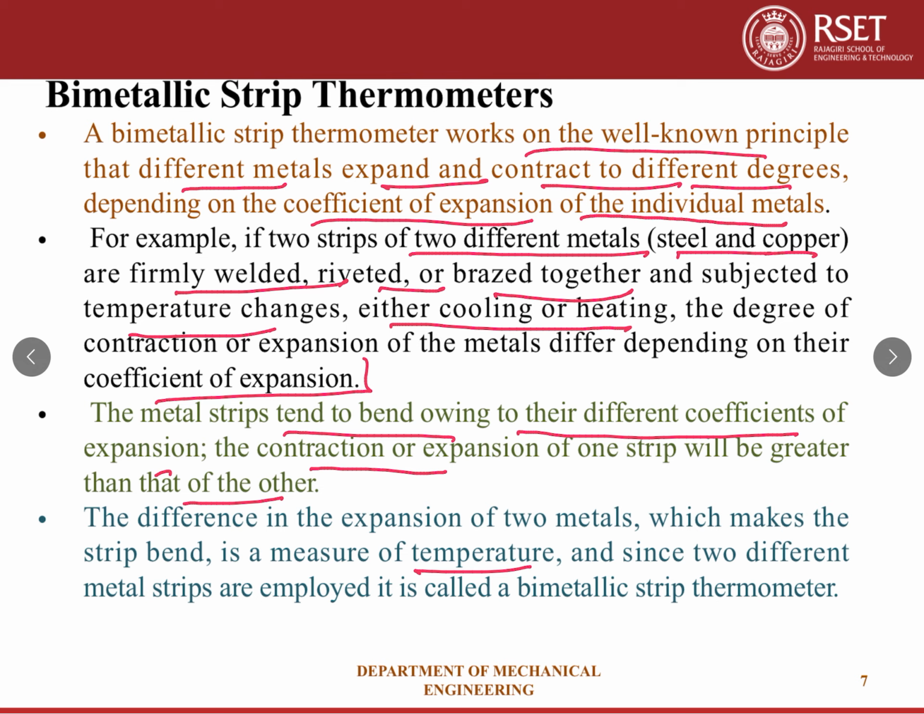When these two metals are joined together, bonded together, and brought to the area where temperature is to be measured, they have different temperature coefficients of expansion and will expand or contract in a different manner, causing the entire system to bend. Therefore, this deflection is a direct measurement of temperature. That's the principle of the bimetallic thermometer.